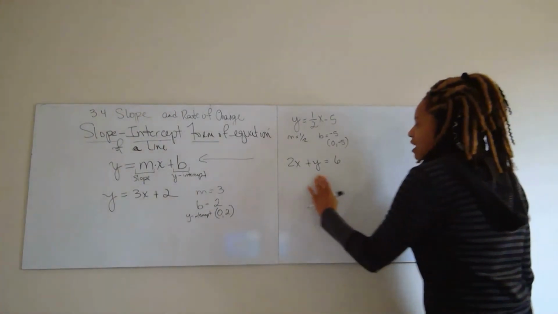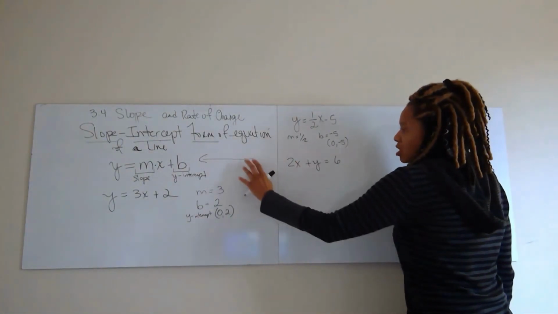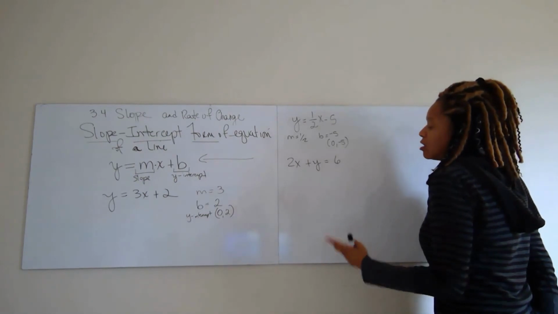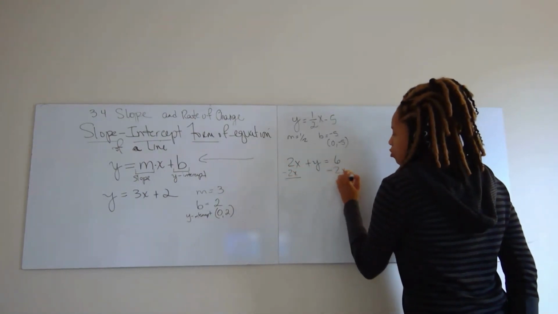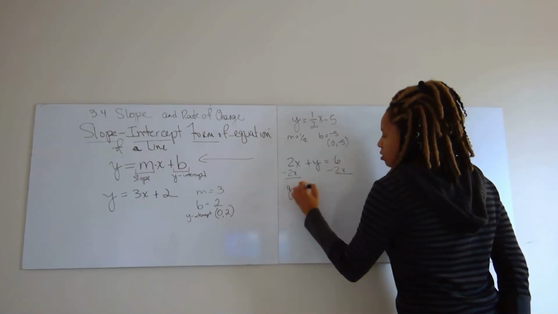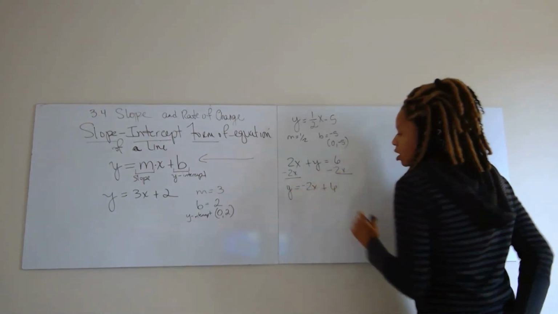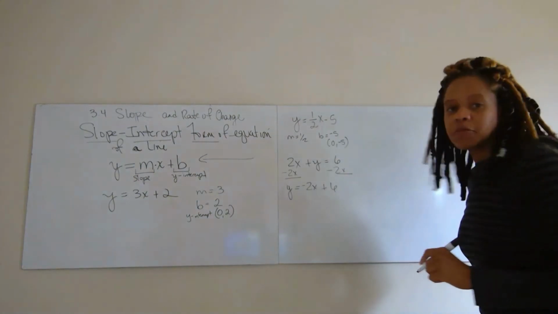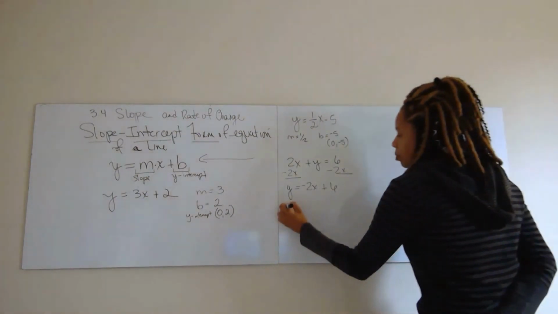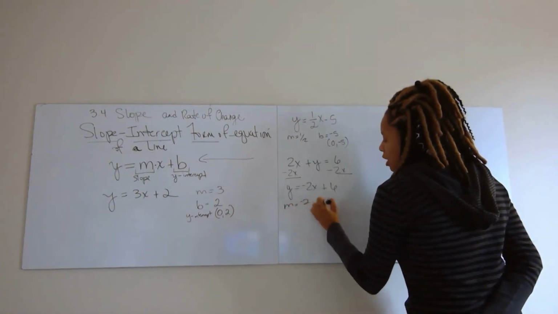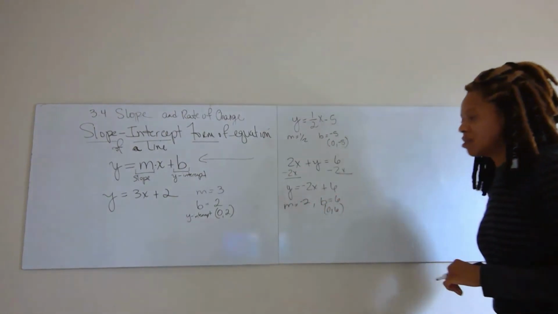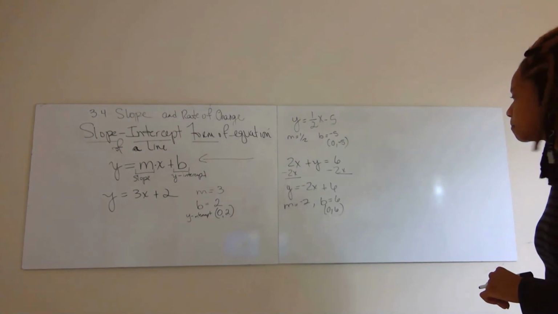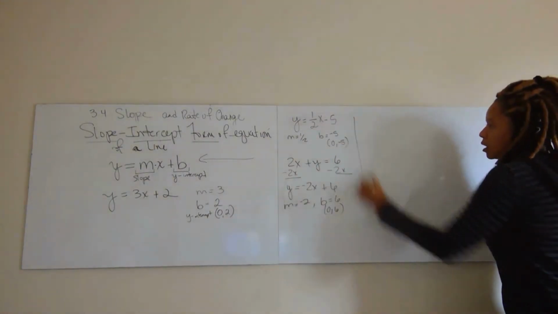So I'm going to isolate y essentially. In order to find out what the slope and the y-intercept are, I'm going to get y by itself. So we're going to subtract 2x on both sides. So y equals negative 2x plus 6. Well, now I know the slope is what? Negative 2. And the y-intercept is 6, which will be written as (0, 6). Okay? All right, let's look.